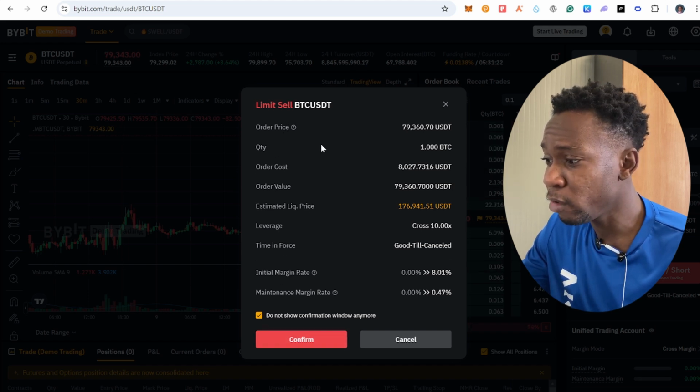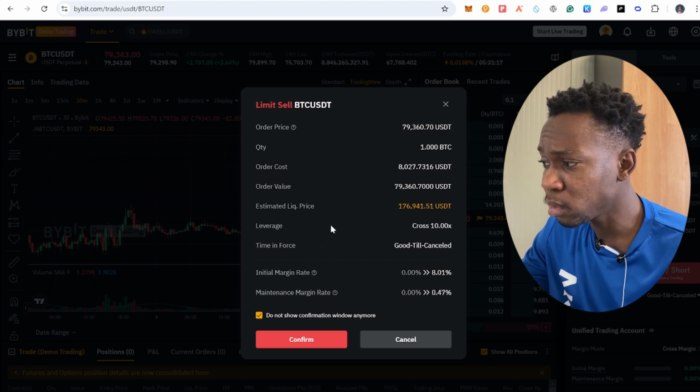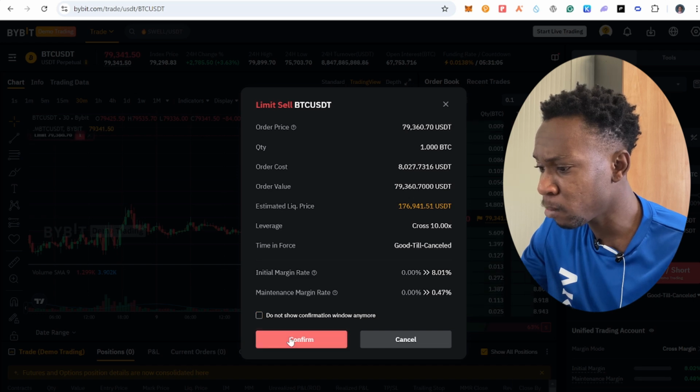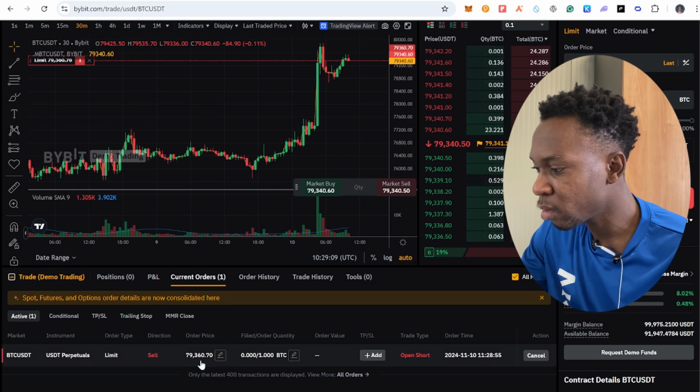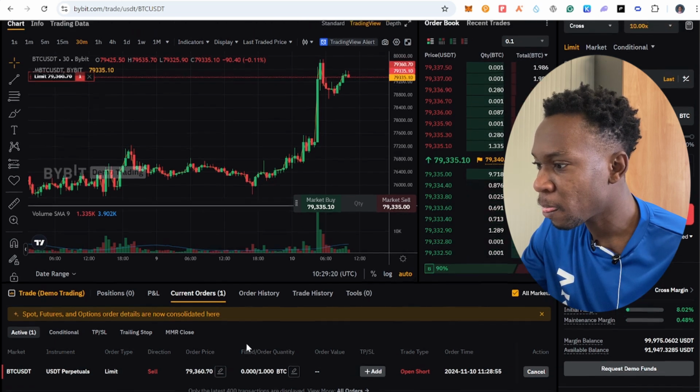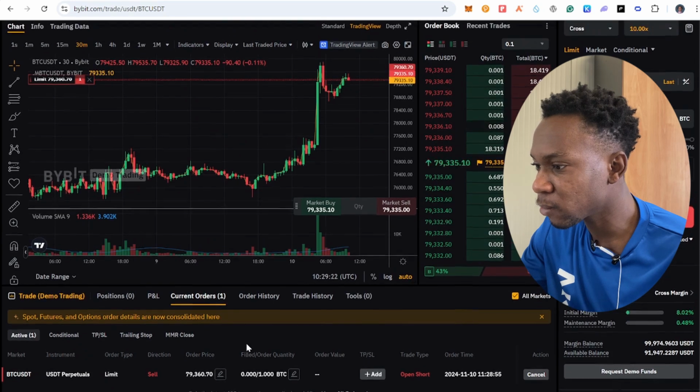There is some information right here to confirm. If you don't want the system to always show you this, you can press not to show again, but it's good for you to know what you are taking. So just press confirm, and I will just need to come over here. You see this is the current order to short BTC at 79,360.